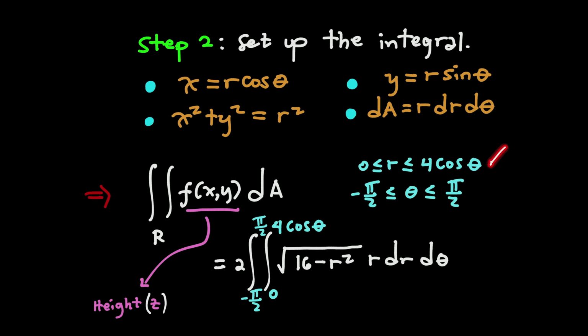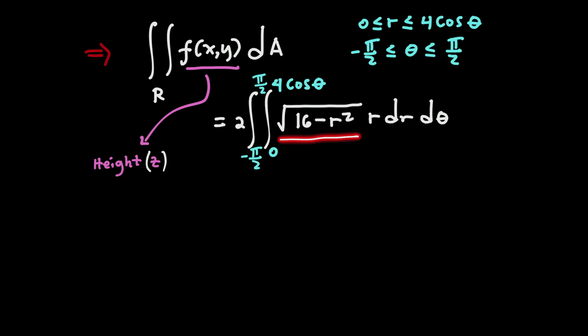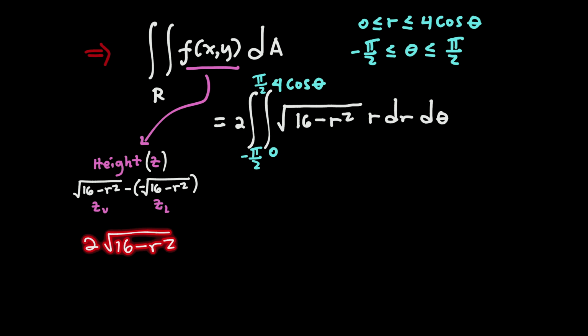What we have here is that we make use of the same bounds, negative pi over 2 to pi over 2, and then you have your radius between 0 and 4 cosine theta, but the inside function is considered to be this one. This is actually the positive value of z, and you multiply this one by 2. Since your height should be considered to be z upper minus z lower, which gives you the same value, which is 2 square root of 16 minus r squared. And hence, we have this one, where dA is given to be r dr d theta.